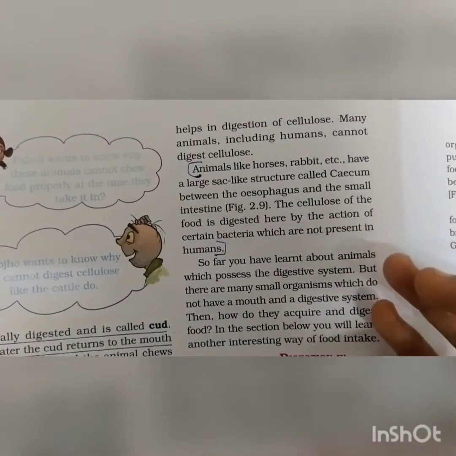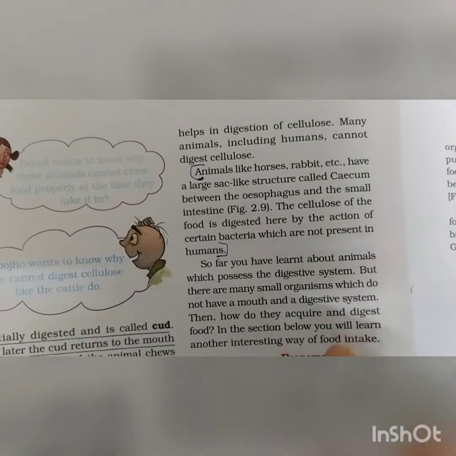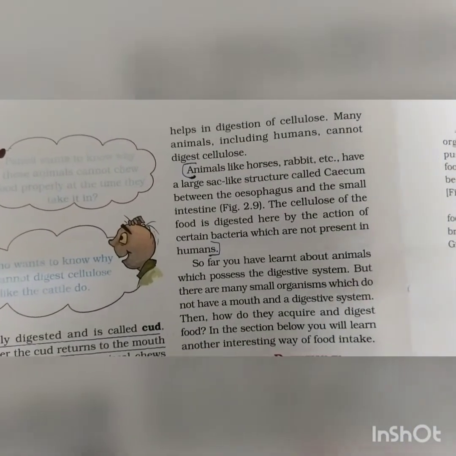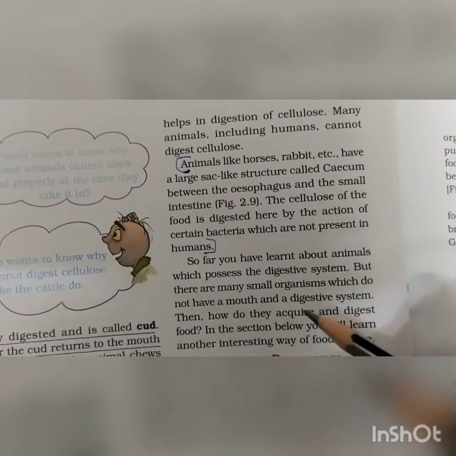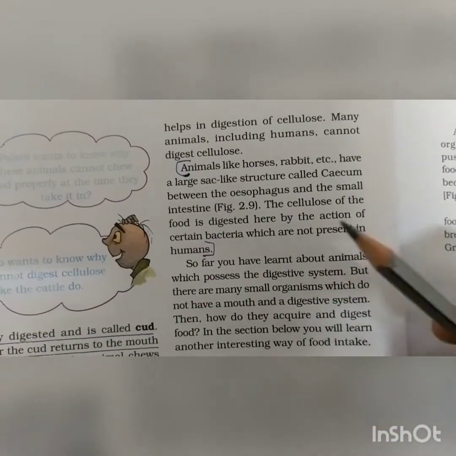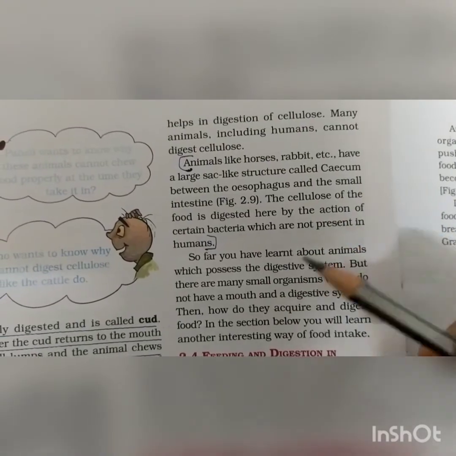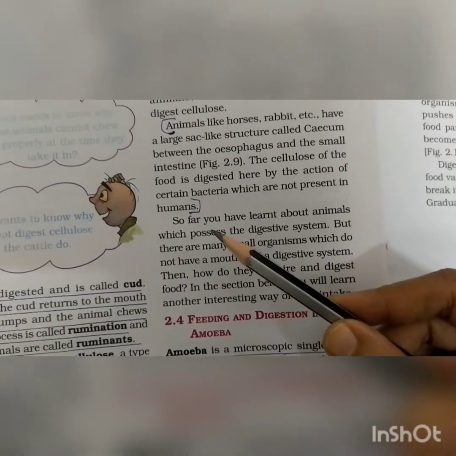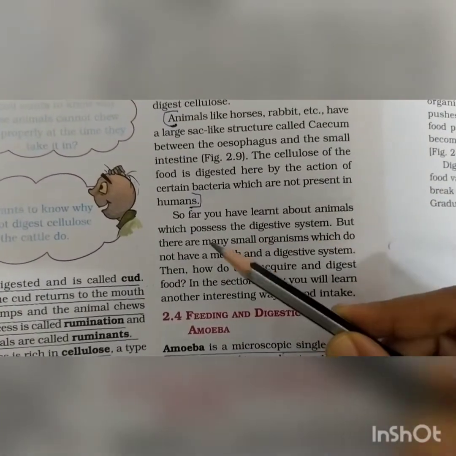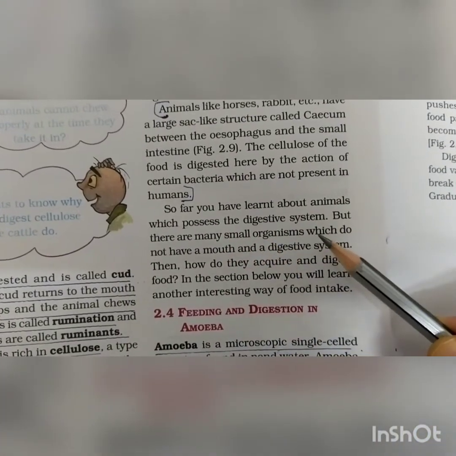The sac-like structure that is called cecum lies between the esophagus and the small intestine. Here the cellulose of the food is digested by the action of certain bacteria, but it is not present in humans. So far you have learned about animals which possess the digestive system.